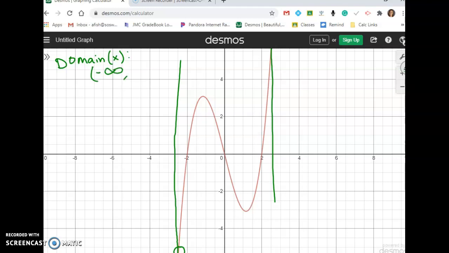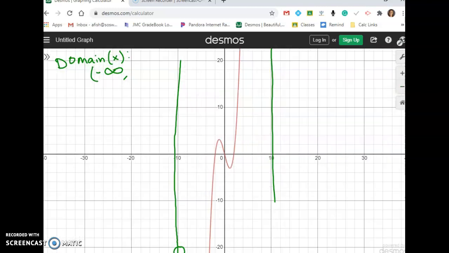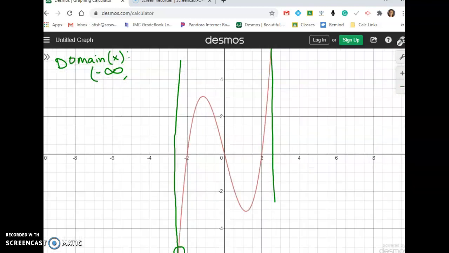Now I go to the right. How far does this go to the right? Technically, if I zoom out, if I keep zooming out here, notice that it just keeps going on forever and ever. Okay, so prime example there, again, it's going towards infinity and a little bit beyond.